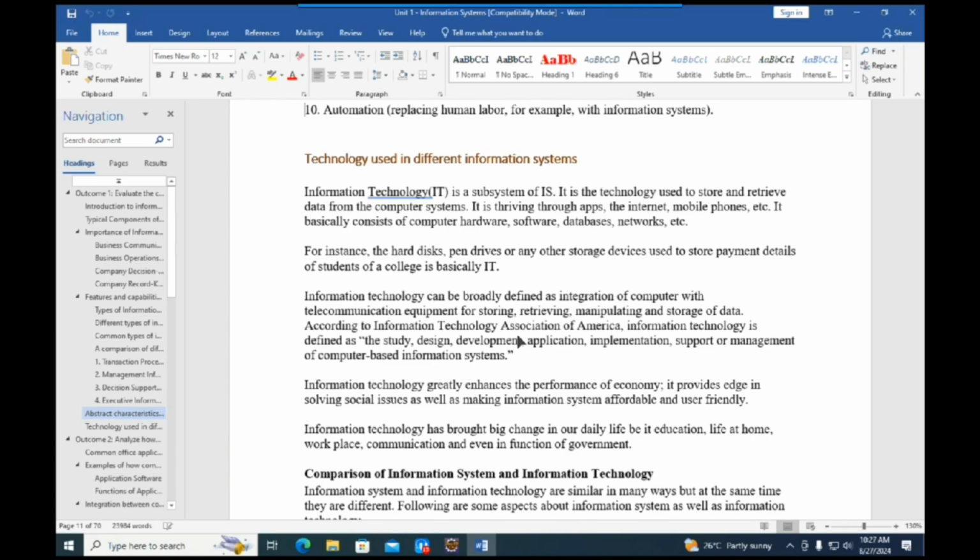So it is actually a technology that is really taking shape in terms of applications, in terms of the internet, in terms of mobile phones, and so many other types. So basically, information technology is made up of the computer hardware, the software, the databases, the networks. We can talk of, for example, the hard disks, the pen drives, or maybe other memory cards and USB drives, the ones that we use to store information, for example, the payment details of students in a college.